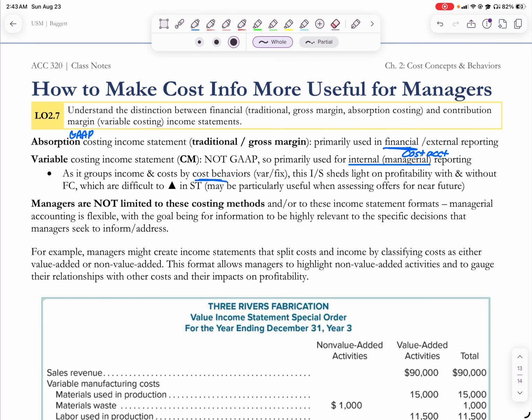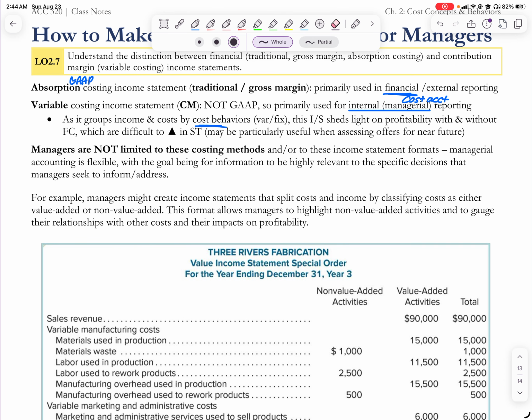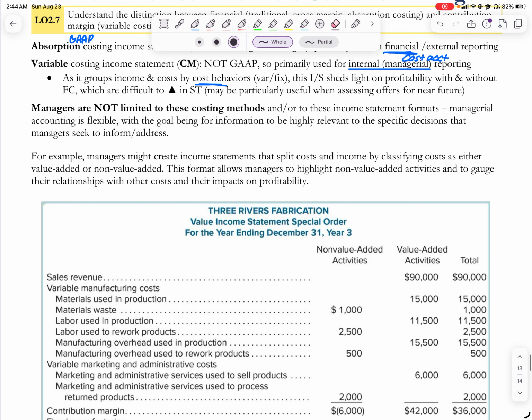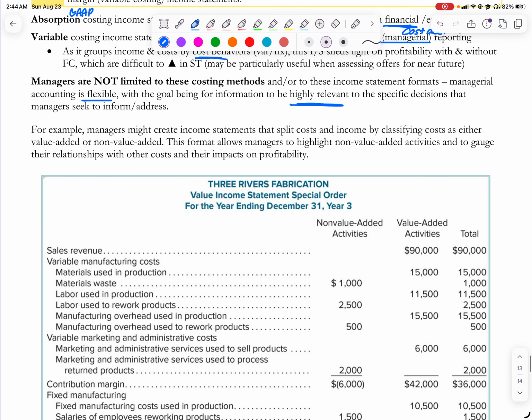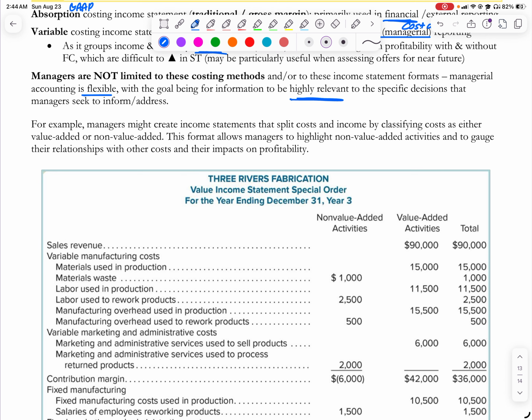However, that's not the only option you have. Managers can really use any kind of costing method that makes sense for the problem they're trying to address. And they can put it in any kind of format that makes sense for the problem they're trying to address. It's very flexible. The goal here is for the information to be relevant to their decisions, so they can put the information in a way that helps it do that.